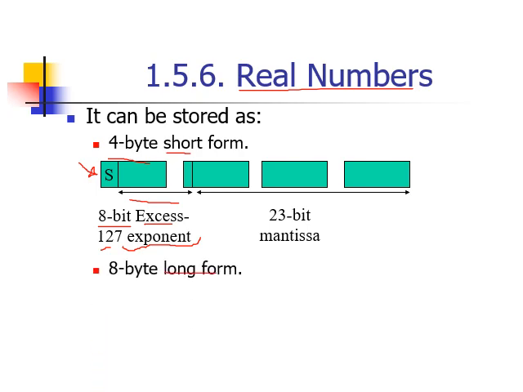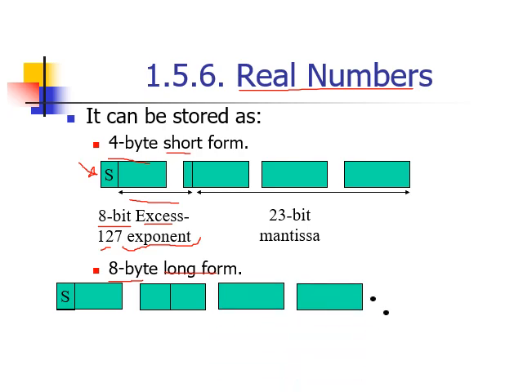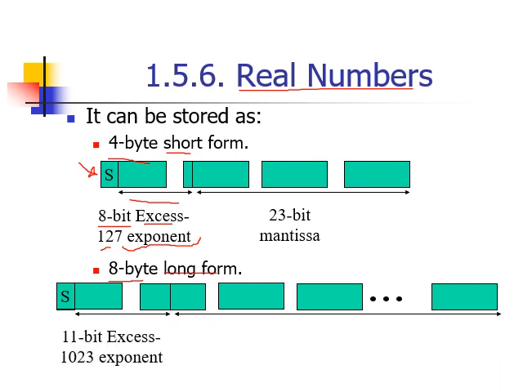The long format has 8 bytes. Again, the most significant bit is reserved for the sign. Then you have a portion of these 8 bytes for the exponent, and the rest for the mantissa. The exponent is 11 bits, the mantissa is 52 bits. All right, and again, to determine the exponent, you have to add 11 ones, which is 1023, to your real exponent.